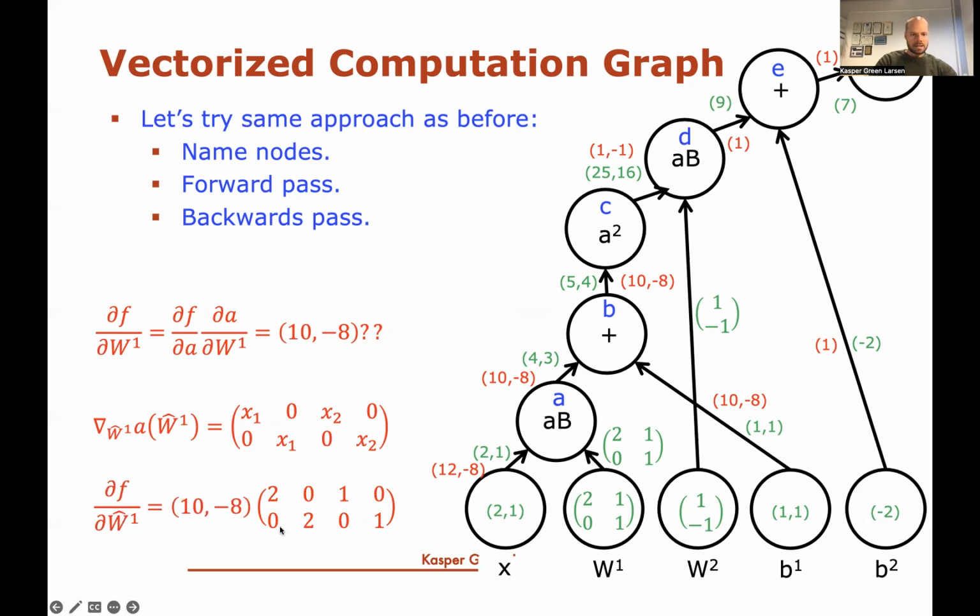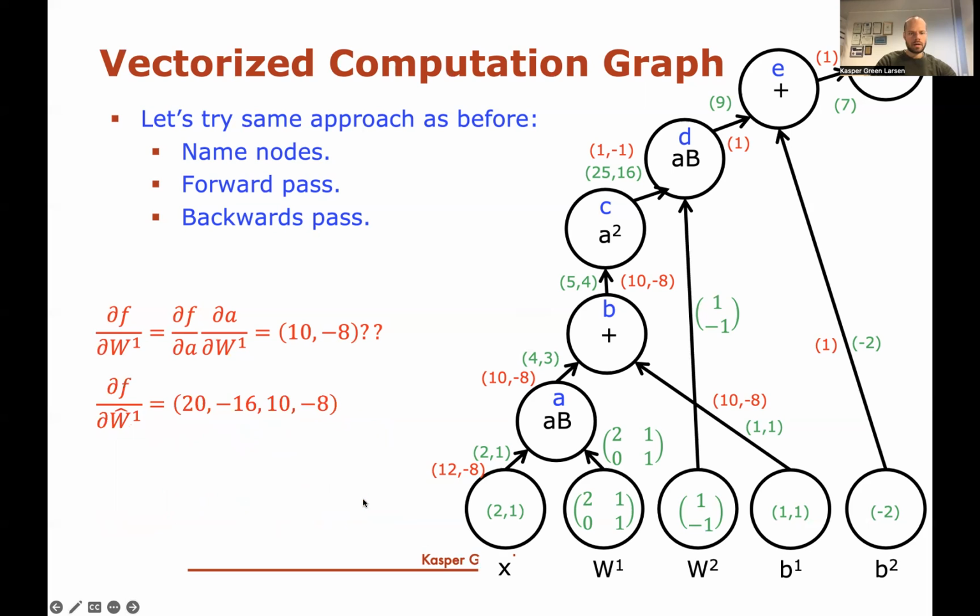You can see that the first value is 2 times 10. The second value is 2 times minus 8. The third value is 1 times 10, and the last one is 1 times minus 8. So you get this 20, minus 16, 10, minus 8. Okay, so this is if we flatten W1.